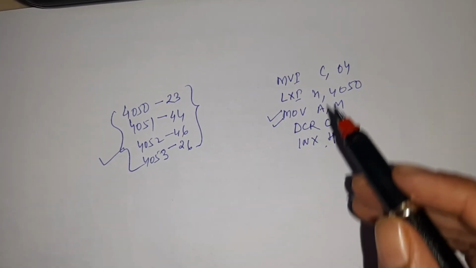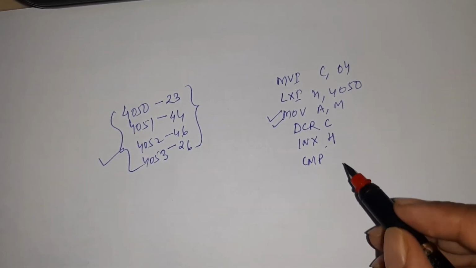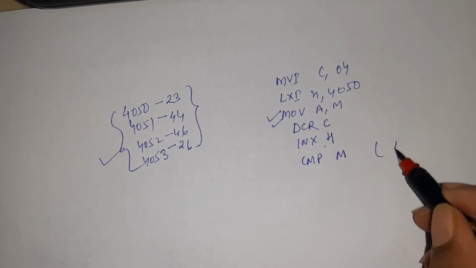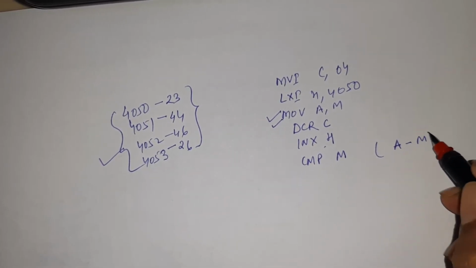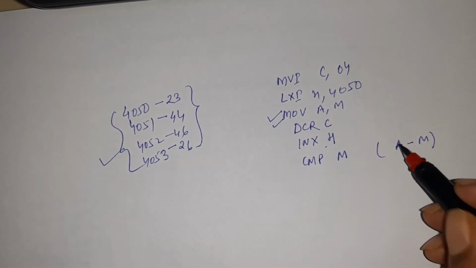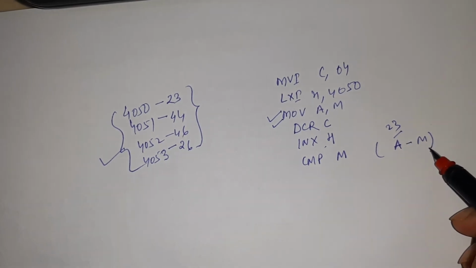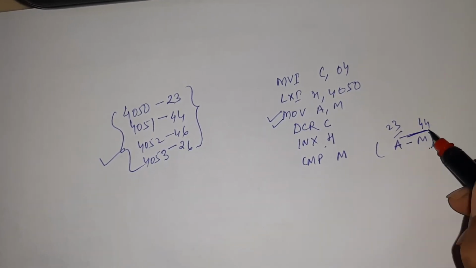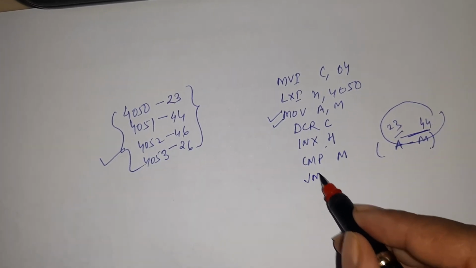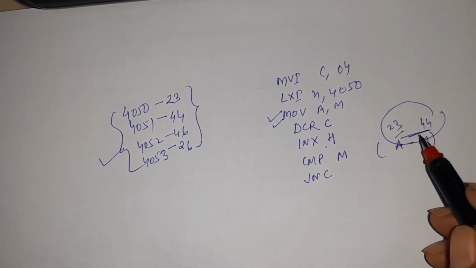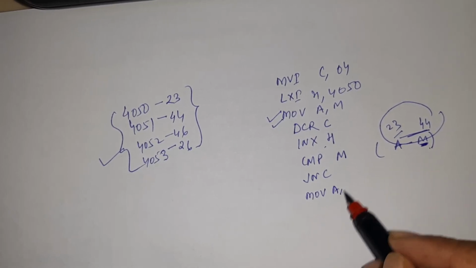Now we have to compare first number with second number, so compare M, means we are comparing A and M, so A minus M you can write. So here the value of A is 23, M is 44. Definitely this will not happen, so carry flag will be set. Okay, if your carry flag is set, then you have to move this number into accumulator. So move A comma M.